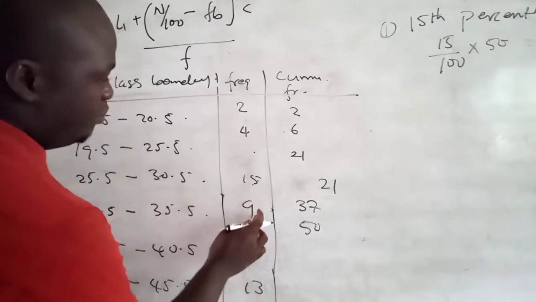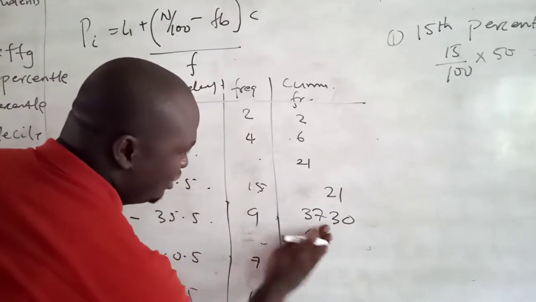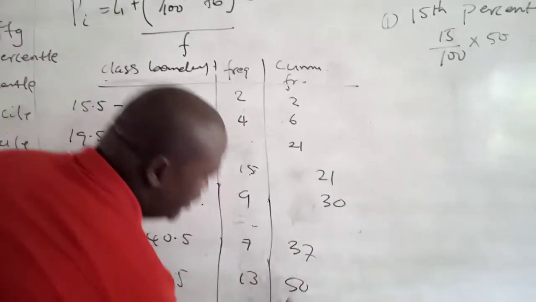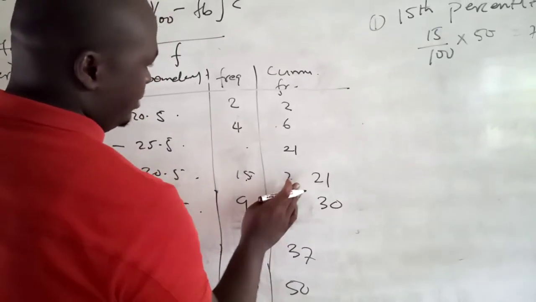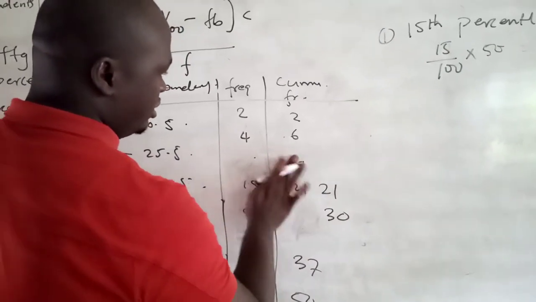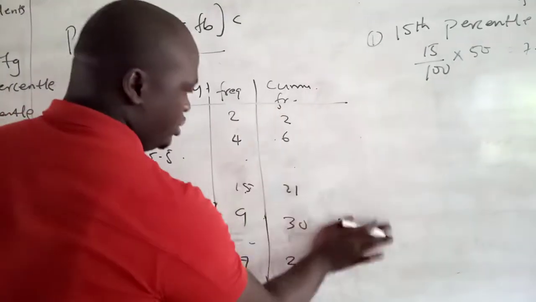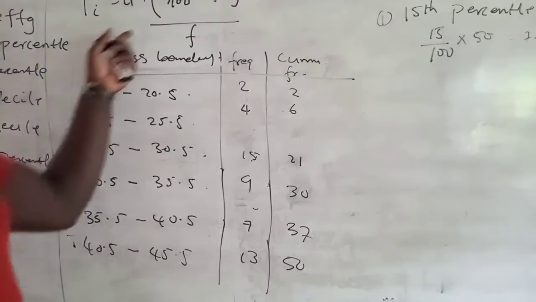So 21 plus this should give you what? Here should be 30. So we have 37, 50. So here it should be 37 and what? 50. Good. I skipped it, guys. That's why I'm writing it. So here is 21. And then here should give you what? 30, right? Good. Good.